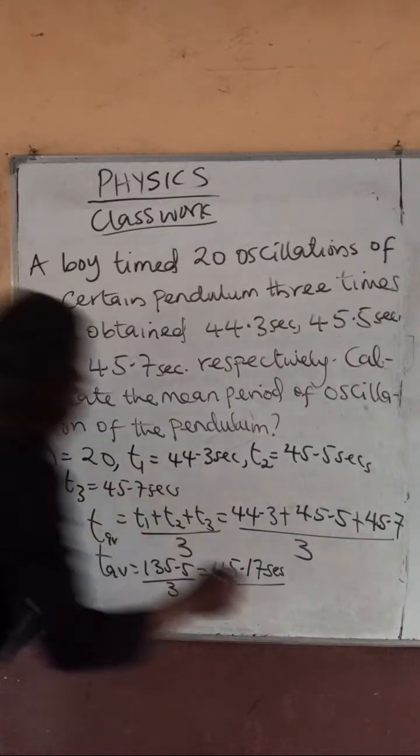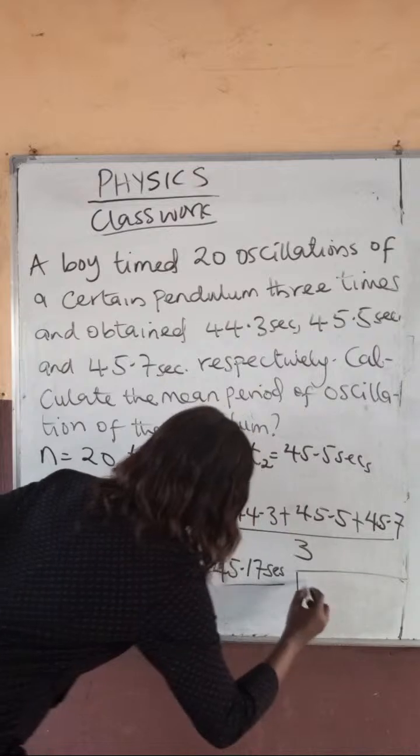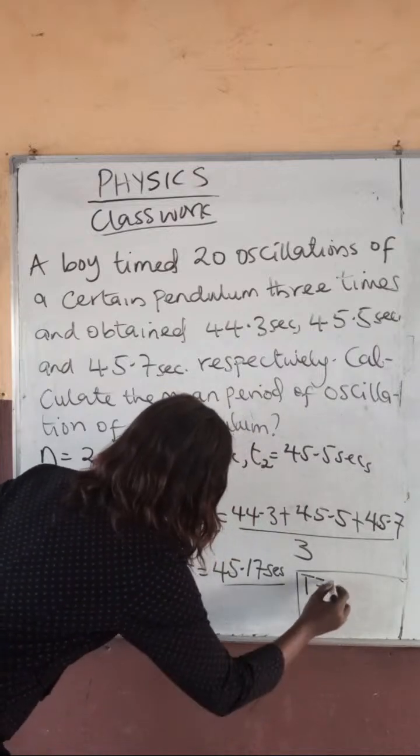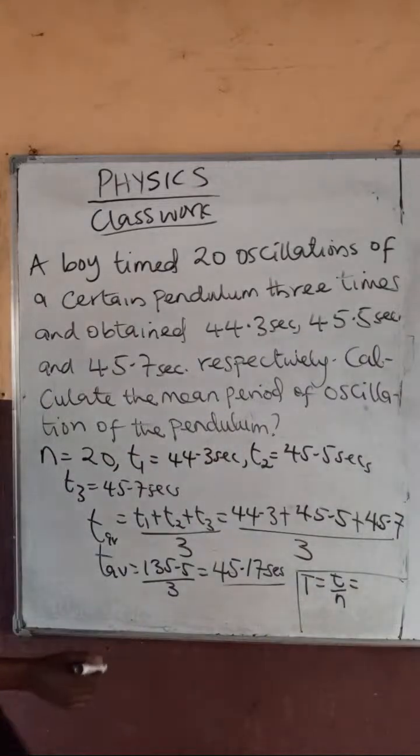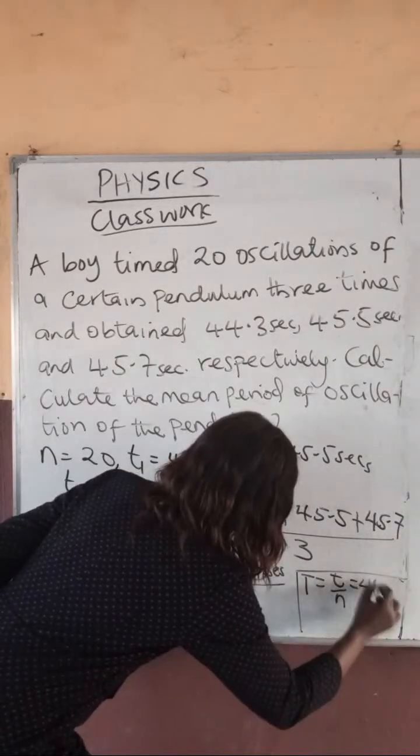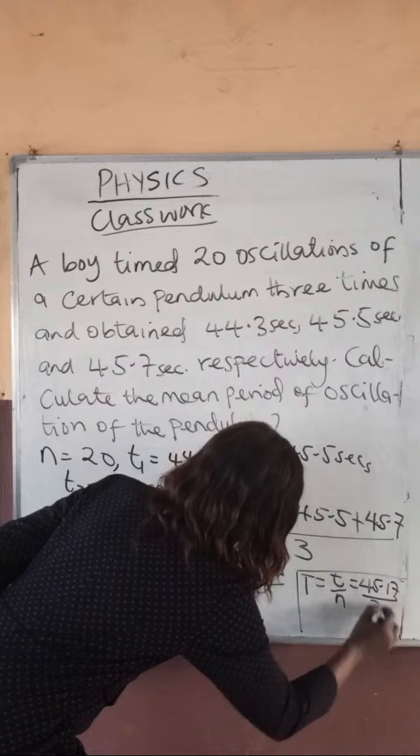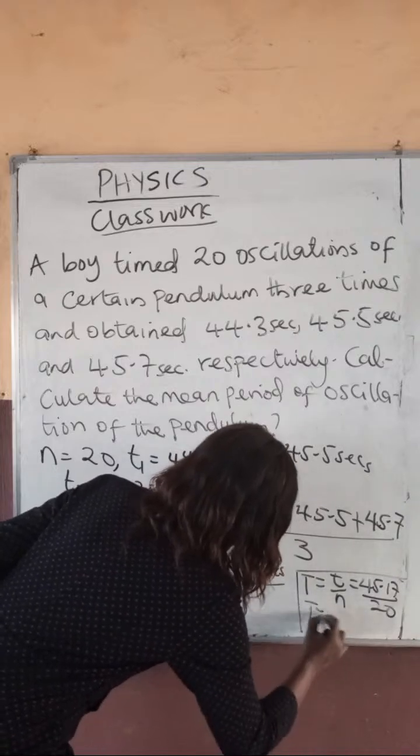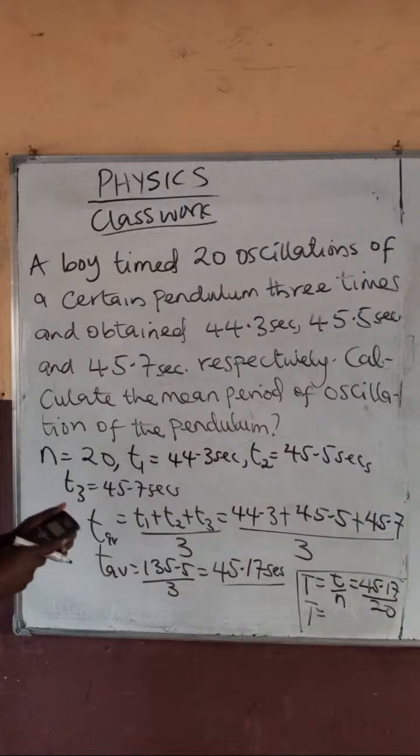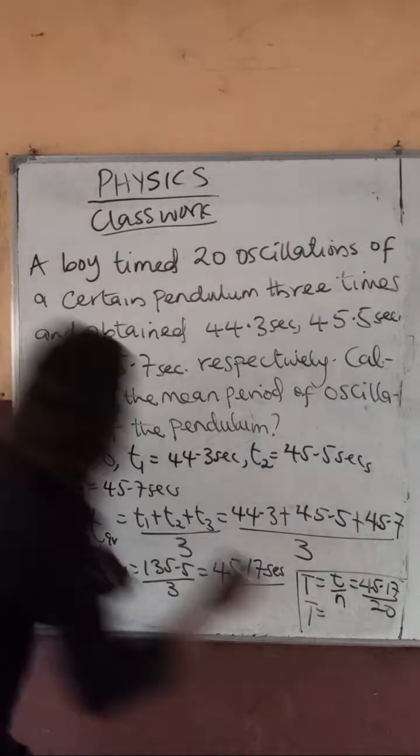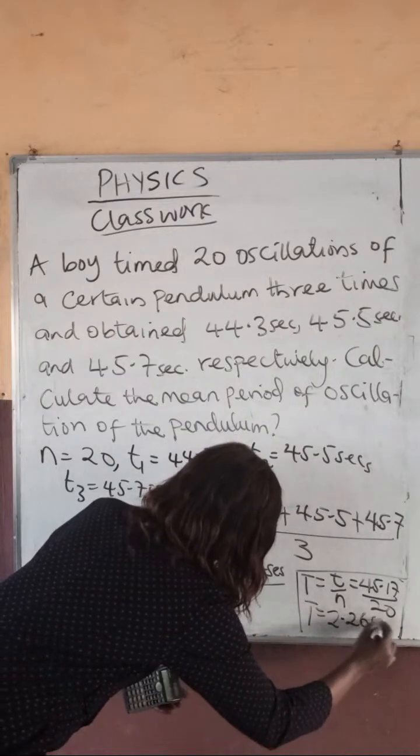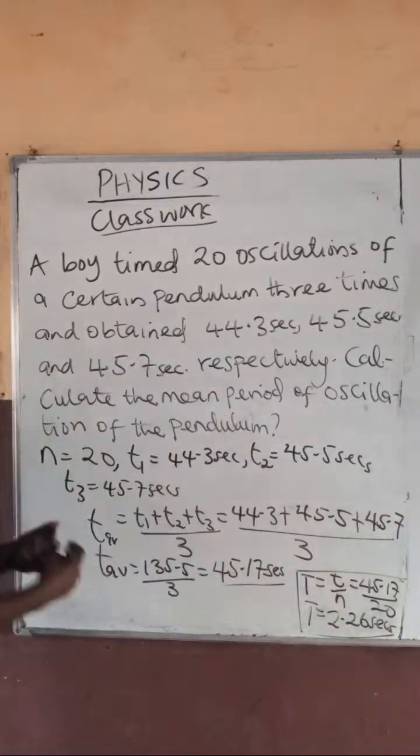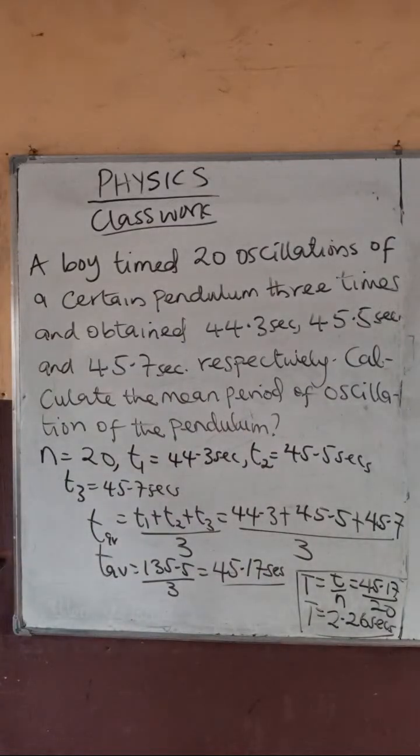Now let me get the period. The period is equal to what? T over what? N. That is 45.17 over 20. That is the period. Okay? If I divide by 20, my answer becomes 2.26 seconds. Do you understand what I just did?